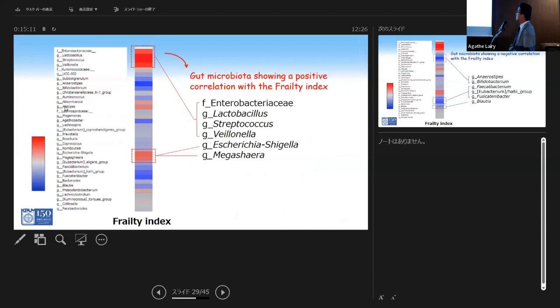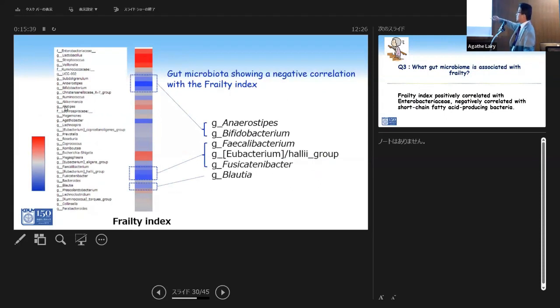Okay, I pick up the frailty index. The frailty index positively correlates with these bacteria. These bacteria belong to Proteobacteria and also Enterobacteriaceae families. These bacteria positively correlate with the frailty index. However, this blue range is important to reduce or inhibit frailties. I'll show you this slide. These bacteria were negatively correlated with the frailty index.